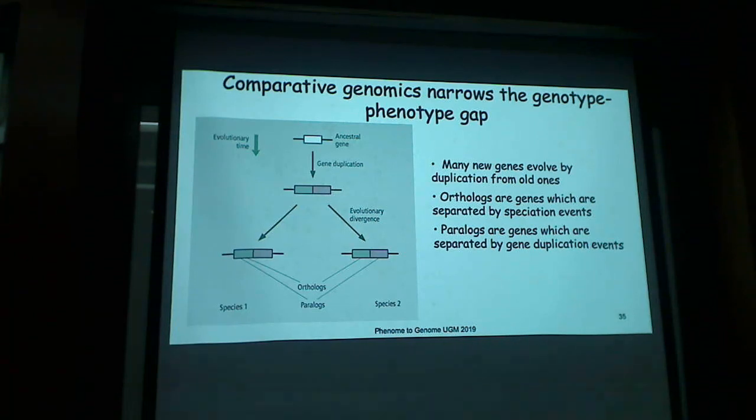So many genes evolve with duplication. So if we have an ancestral gene that we know in a basal organism, most likely we will know in species number 2 where it's located and how it works.